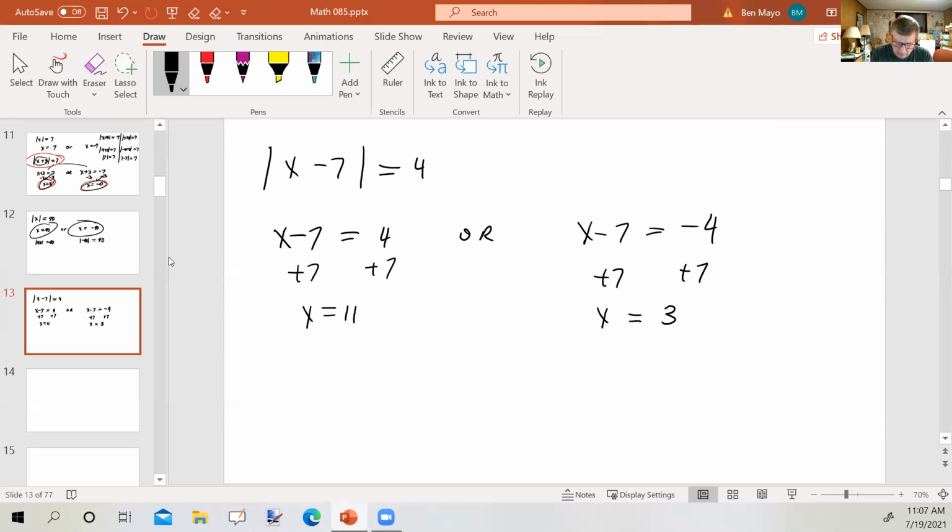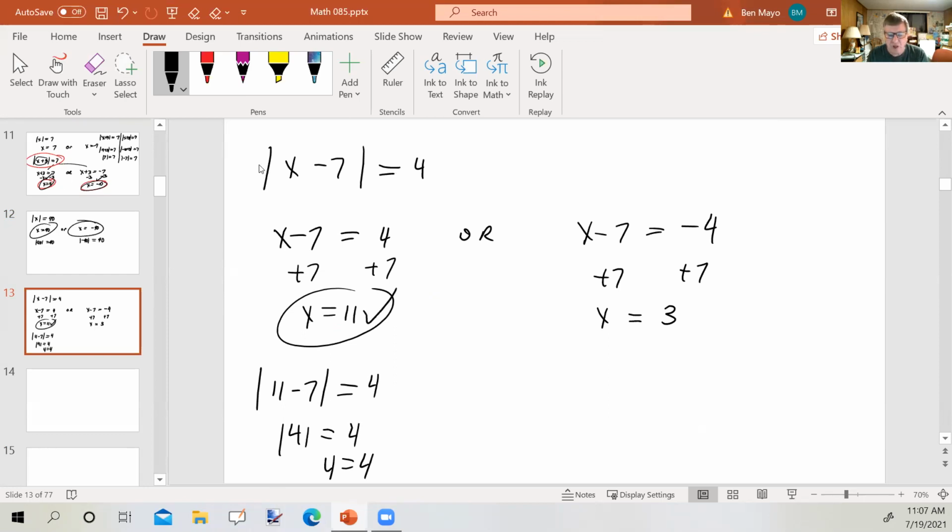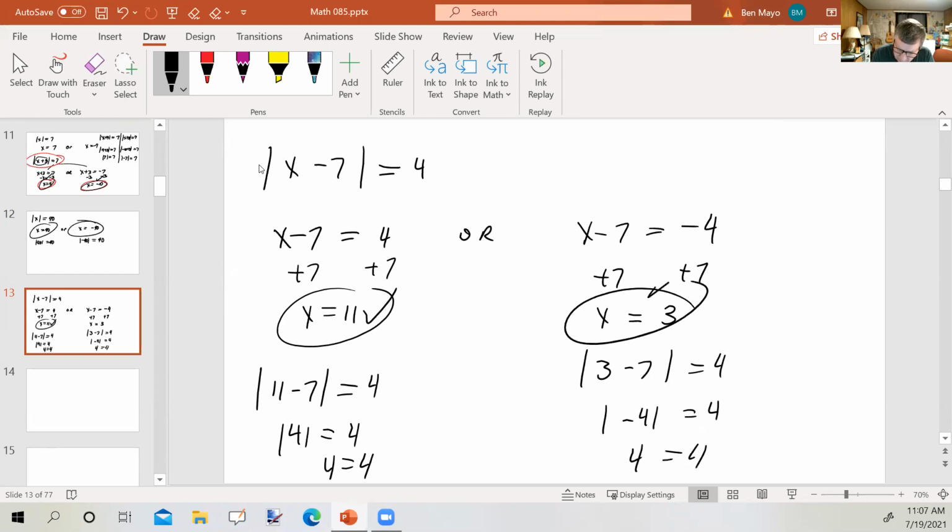Let's check our work. If x is 11, we get the absolute value of 11 minus 7 equals 4. The absolute value of 4 equals 4. 4 equals 4. It checks. If x is 3, we get the absolute value of 3 minus 7 equals 4. 3 minus 7 is negative 4. The absolute value of negative 4 is 4. 4 equals 4. The answer checks. Again, any questions about this process?